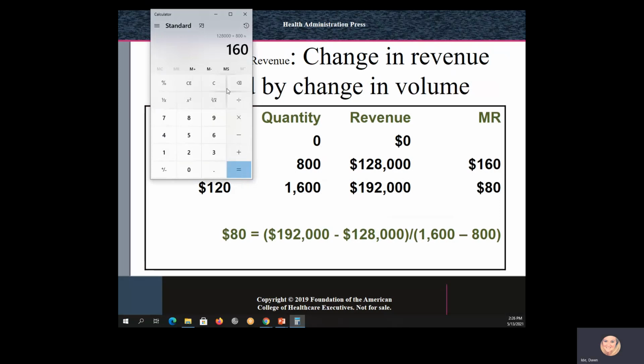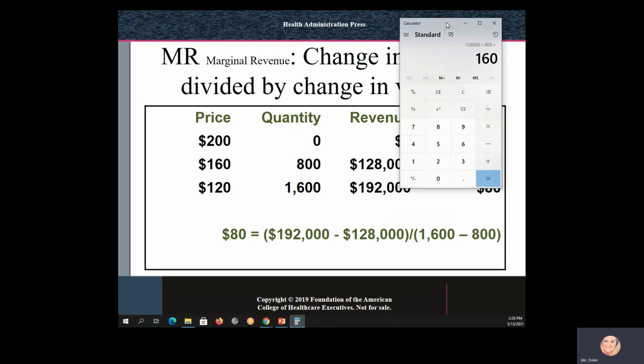There we go. Sorry about that. I kept typing in the wrong number. That wasn't helpful.